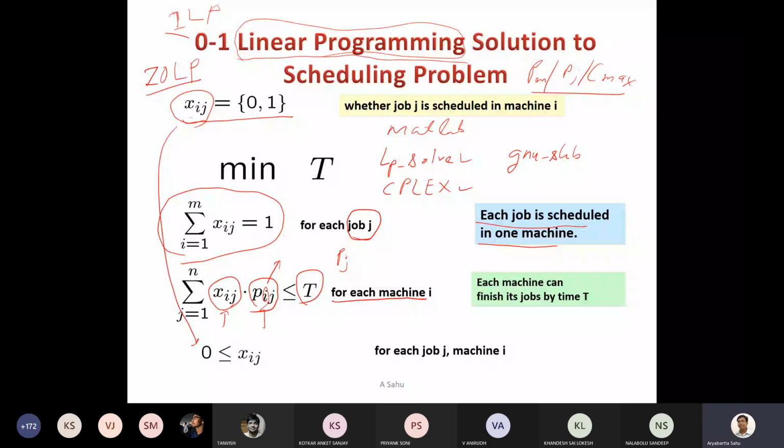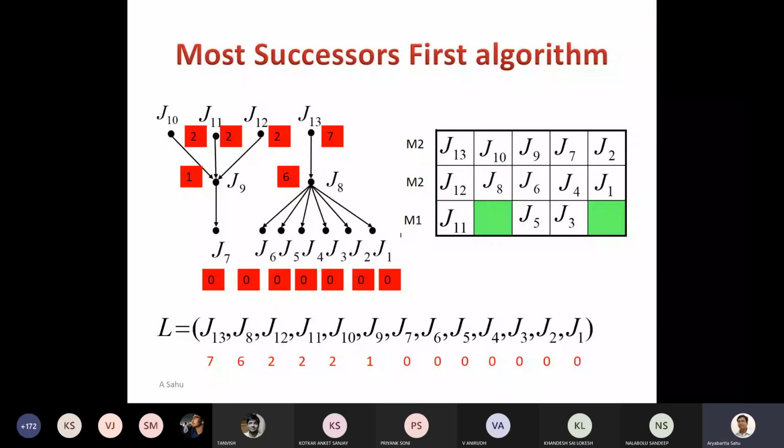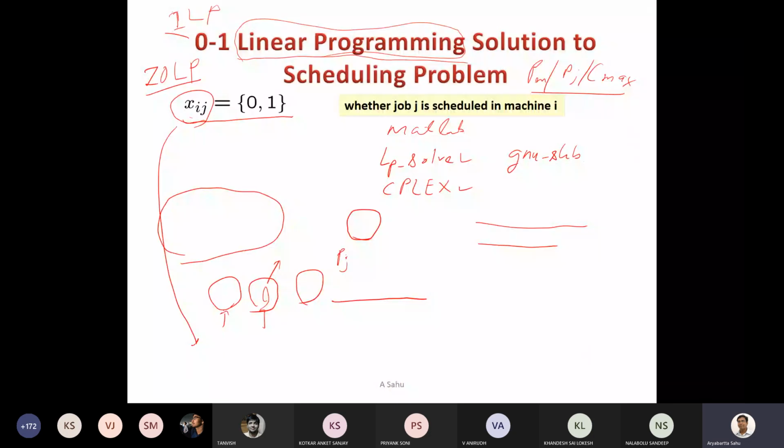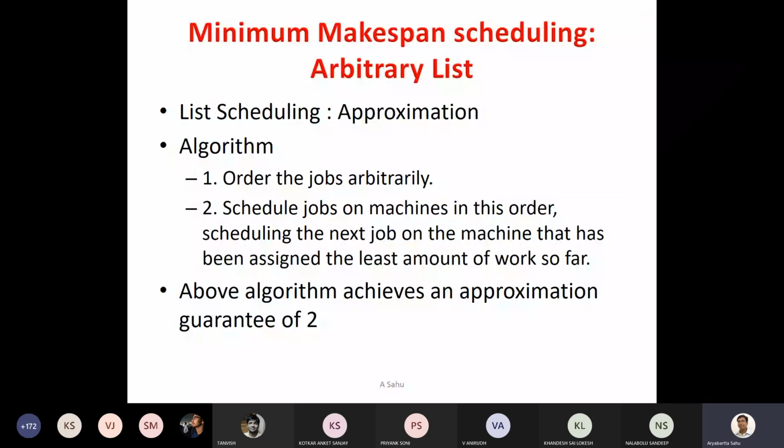Now, these ILP and 0-1 LP solutions give the optimal result, but they take a huge amount of time. Particularly, it is not solvable in linear or polynomial time, so it takes exponential time. So in general, we go for heuristics or approximations. There is a very good approximation called list scheduling for the same problem.